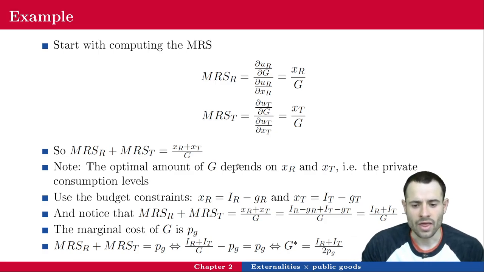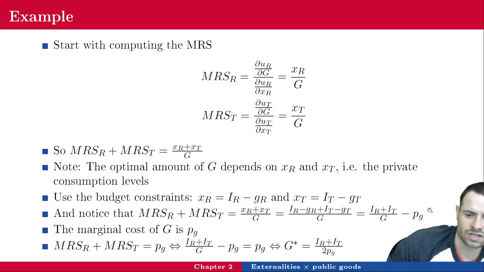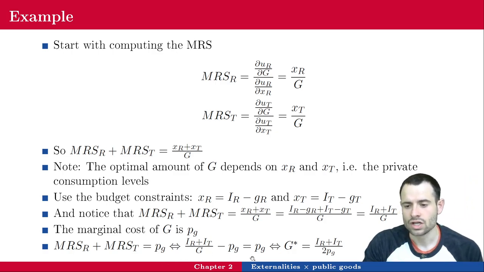It turns out here that if you use the budget constraints, you can substitute XR for the budget constraint expressions, income minus public good contribution. And if you substitute that into your sum of MRS, then you will make XR and XT disappear. And this is what I have here. This condition here, you see, doesn't have any XR or XT in it. So when I make this thing equal to PG, the marginal cost of buying kitchenware, then I can solve for G.